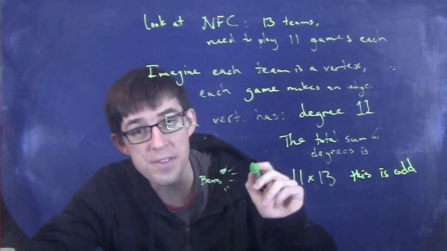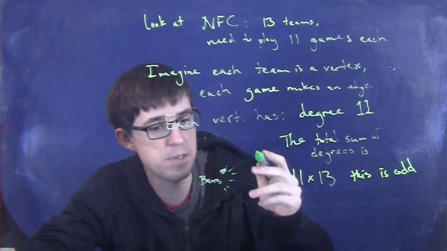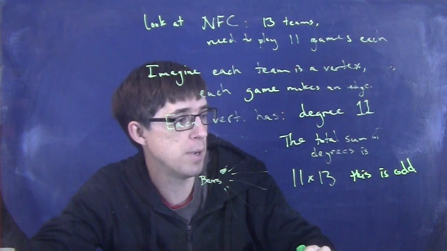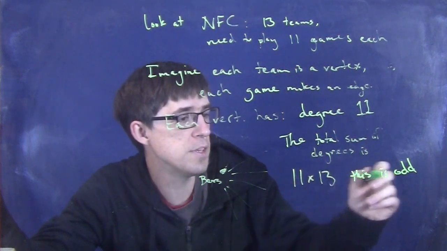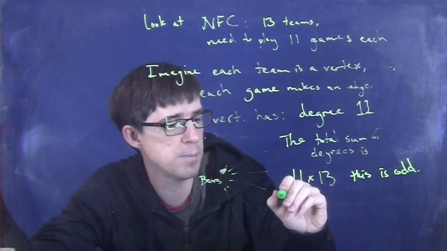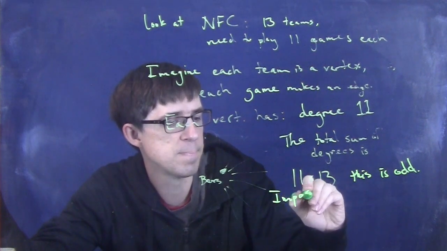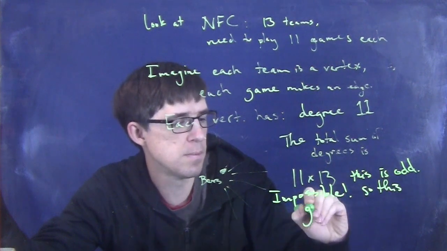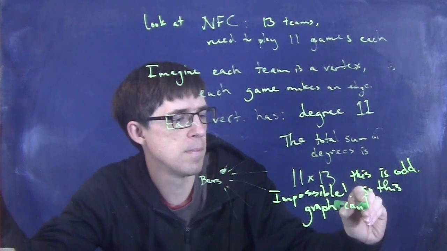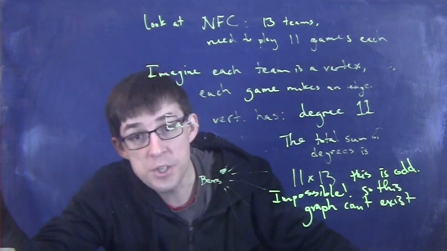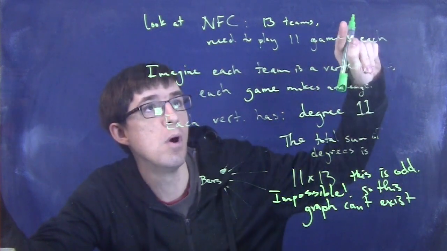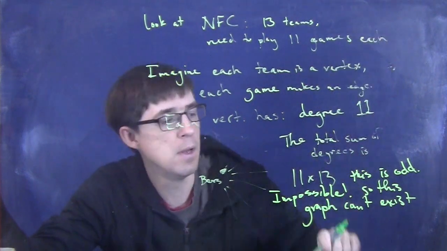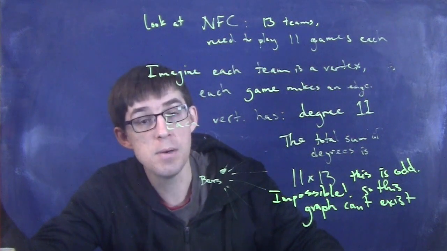We conclude that this graph cannot exist because if it did exist, it would give me an odd sum of degrees, and that's not mathematically possible. So this sum of degrees is odd. This is impossible. So this graph cannot exist. Which means that you cannot make the schedule obeying these rules. These rules are simply mathematically impossible to satisfy because of the sum of degrees theorem.